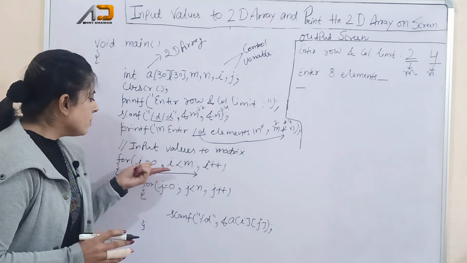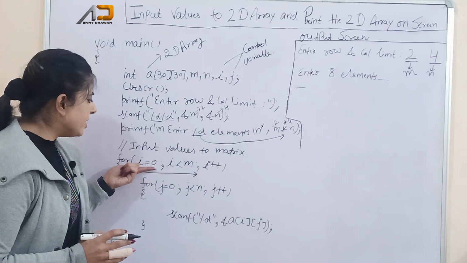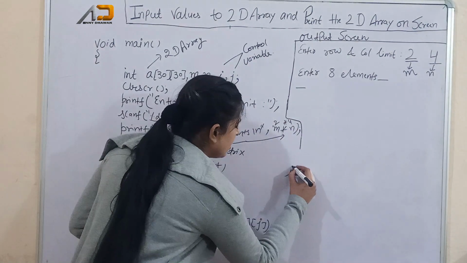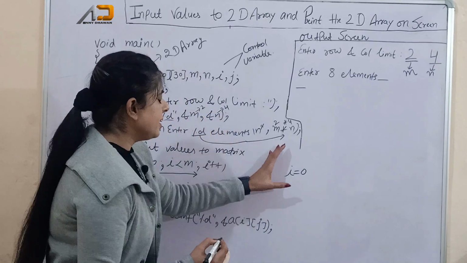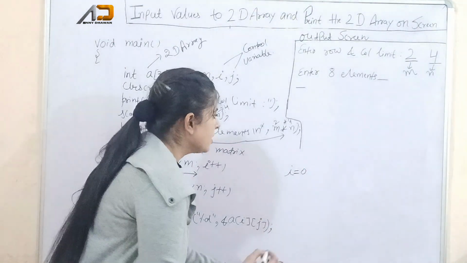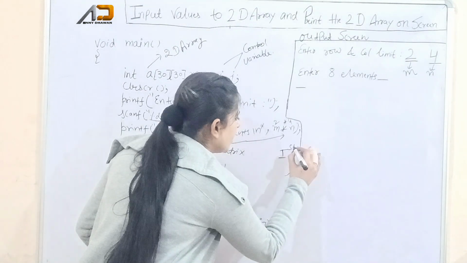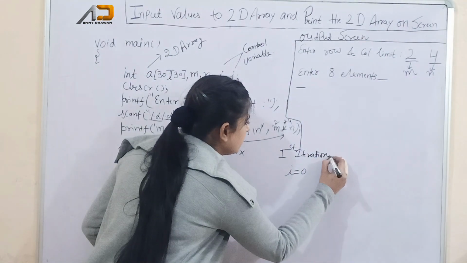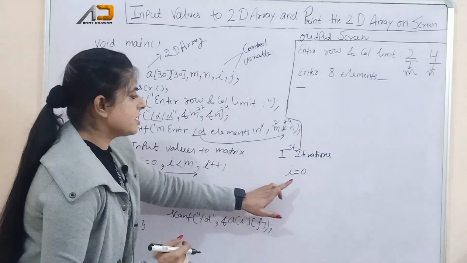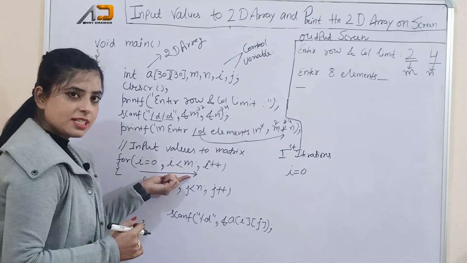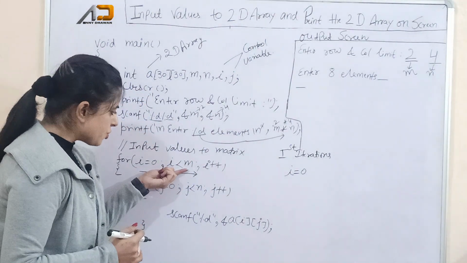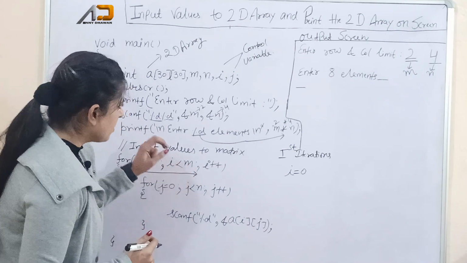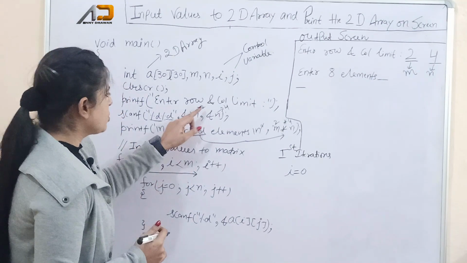What is the value of i here? It is 0. i value is 0, and I am going to write here the dry run iterations. i value is 0 here. Now check this condition. Is this condition true? i is less than m. What is the value of m here? It is 2.